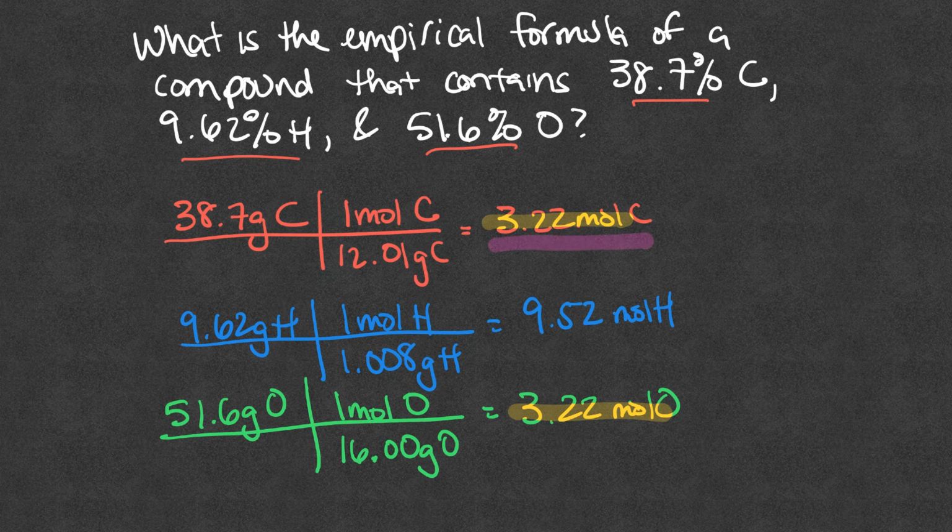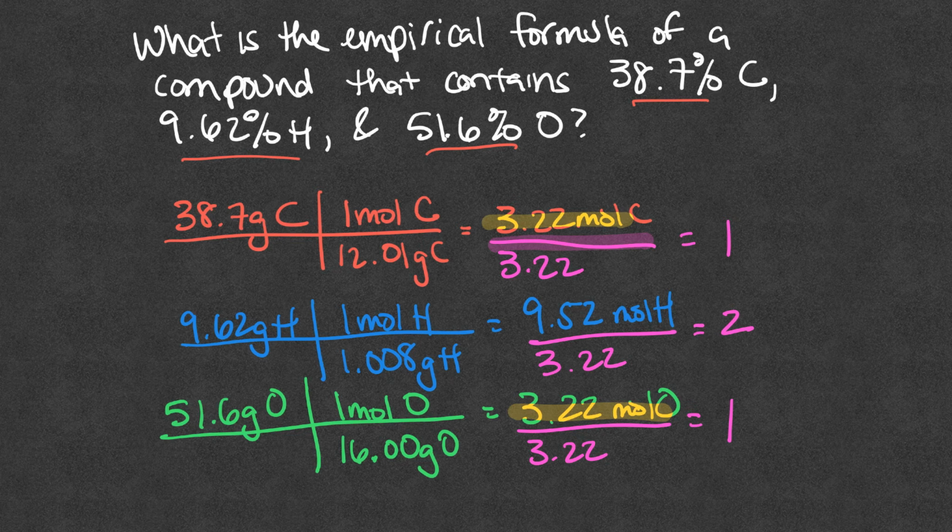Okay. Now that we have these numbers here, we can figure out what the empirical formula is. Since this 1 is associated with carbon, this 2 is associated with hydrogen, and this 1 is associated with oxygen, our empirical formula for this question is C1H2O1. All right, and we know that we never really write the 1, so it's CH2O, and that's our answer. So now we're going to look at another example problem.